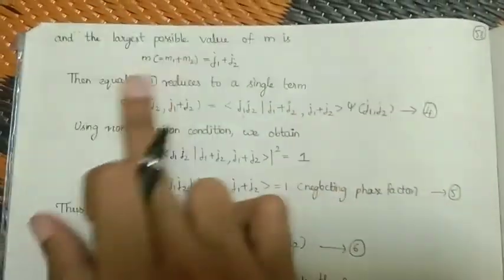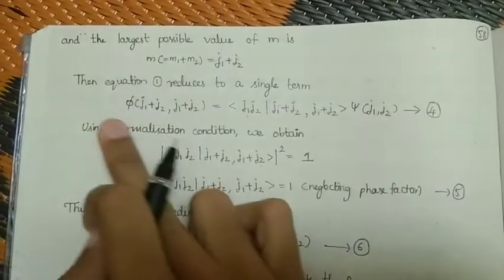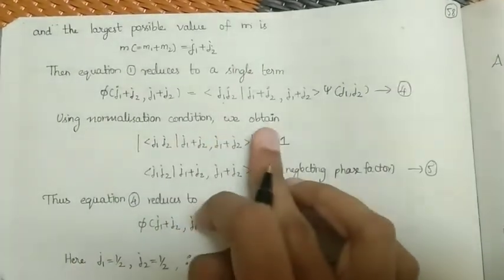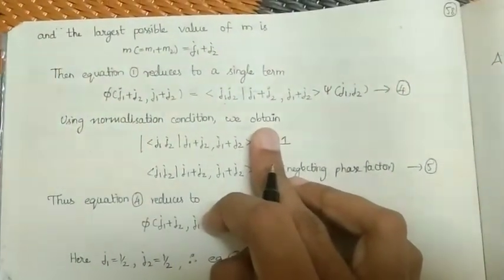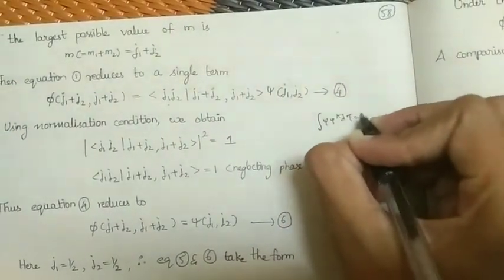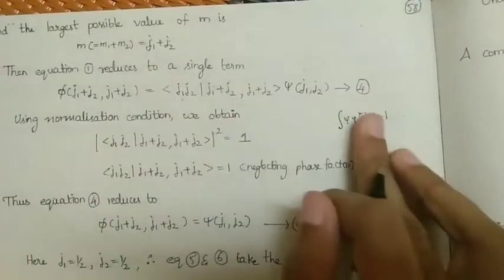So first, the equation converts to this form. Now, using the normalization condition, we obtain the following. The normalization condition says that the integration of psi into psi star d tau is equal to 1. So this is the normalization condition.